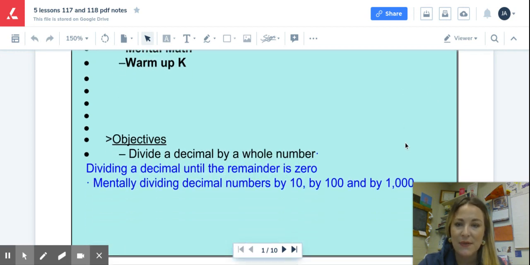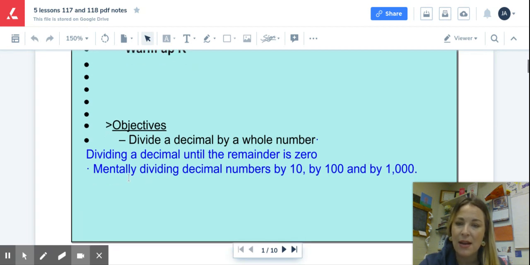So our learning targets for today: dividing a decimal by a whole number. We're going to review what you do with the decimal when you divide by a whole number, and how you know you can be done. There's an important rule with that. Also, dividing a decimal until the remainder is zero. You are not done dividing a decimal until you reach zero on the bottom. If you're still coming down with numbers, you're not done yet. You have to keep going. You can't just carry it up as a remainder. And then lesson 118, mentally dividing decimal numbers by 10, by 100, or 1000. That's that rule of 10 and bumping your decimal.